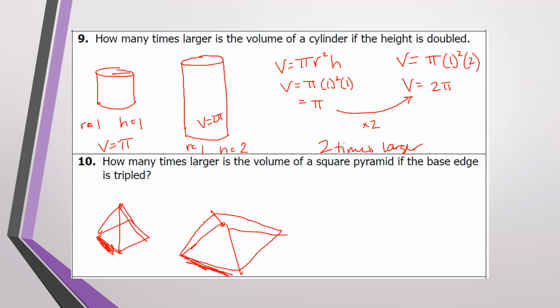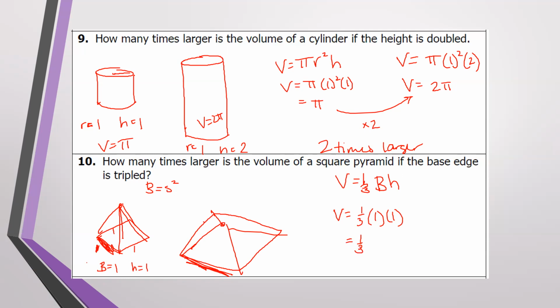So for the volume of a pyramid, the formula for that is 1/3 area of the base times the height. This is a square, so the area of your base is going to be side squared. So let's pick a length here. How about 1? If I let this length be 1 and the height be 1, the area of this base is going to be 1 times 1, and the height is going to be 1. So the volume of the original pyramid is 1/3 times 1 times 1. That's 1/3.